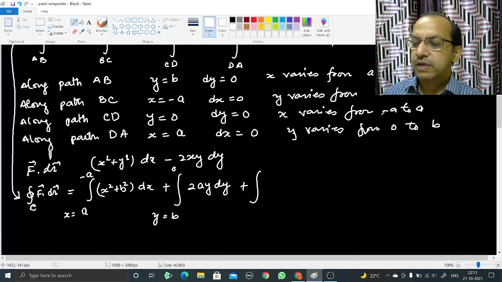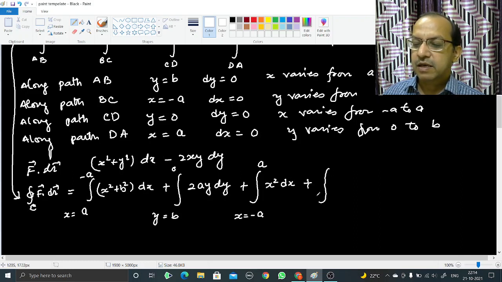Then x varies from minus a to a along path CD. Along path CD, x equals minus a to a, and y equal to 0, dy equal to 0. Dy equal to 0 means this term vanishes, and y equal to 0 means y square is also 0. So it will be x square dx.